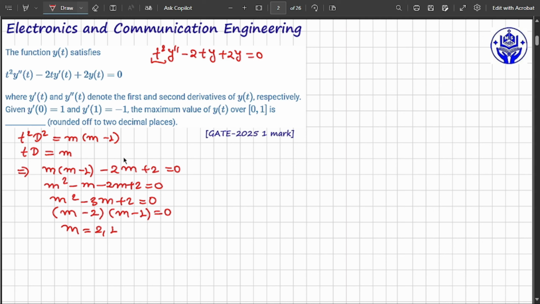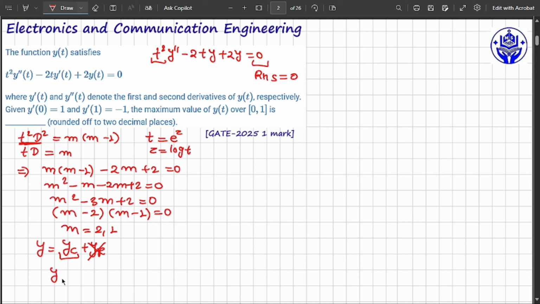The important thing is that you replace your independent variable with e to the power of z to convert this differential equation to a constant coefficient differential equation. The solution for a second order differential equation is the complementary function plus the particular integral, but it is homogeneous, meaning the right hand side equals 0. So the complementary function is the only solution, not the particular solution. The complementary function will be in the form of z, and I will replace z with the original independent variable t after that.